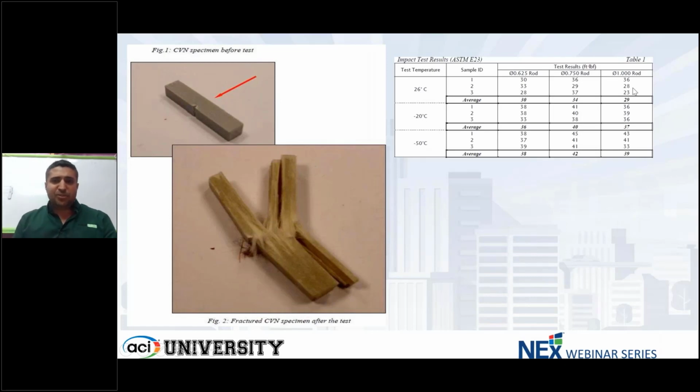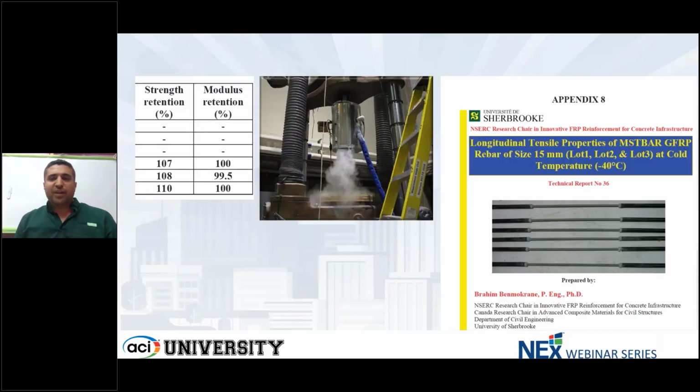And what's interesting is, as you can see, the force was able to go higher. It was able to achieve a higher load because the material actually gained some strength at the lower temperature. We have also done testing as part of our qualification in CSA S807. We actually put the bar in a nitrogen chamber at -40 degrees Celsius, as you can see, and we pulled them. And the strength retention compared to room temperature was actually higher. So this shows 7 to 10% more strength at extreme temperature. So that's very unique.